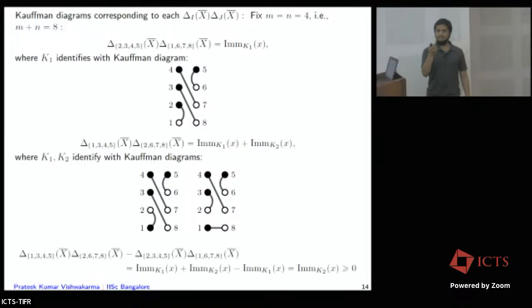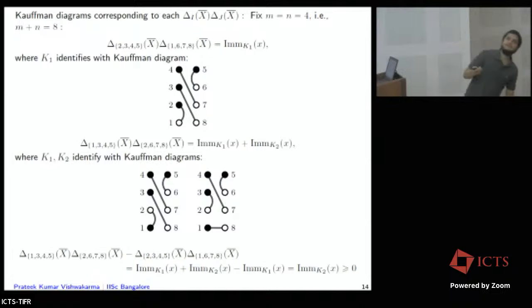So this is how we can identify the corresponding immanants for each of the products. And finally, if we want to identify whether the difference of these two products of minors forms an inequality, then we just have to look at the difference of these immanants. And if that difference happens to be a non-negative linear combination, then we have an inequality, otherwise we don't. So in this case we have.